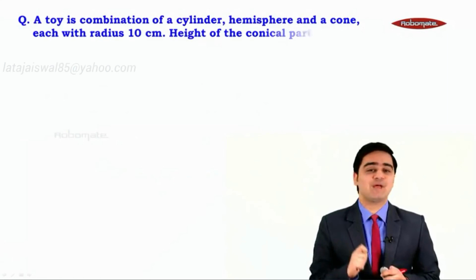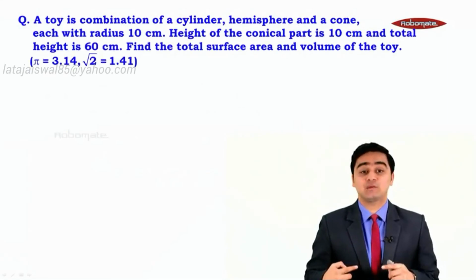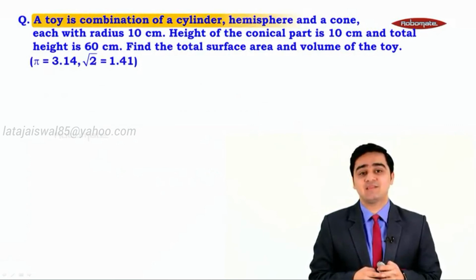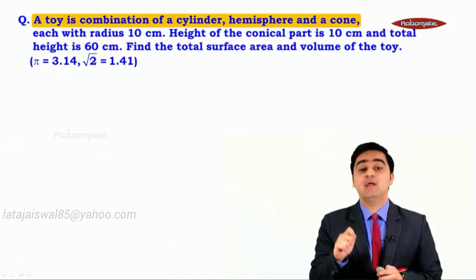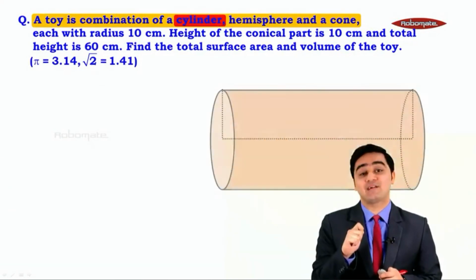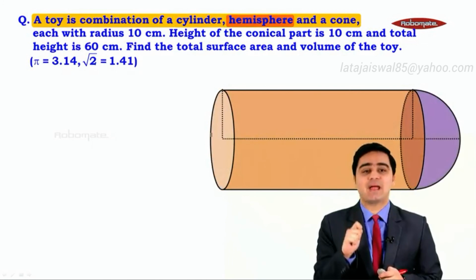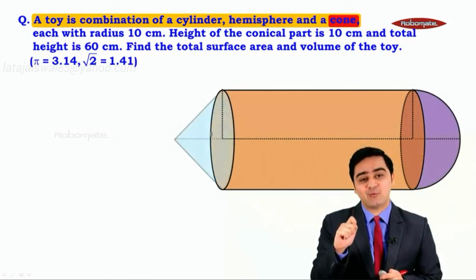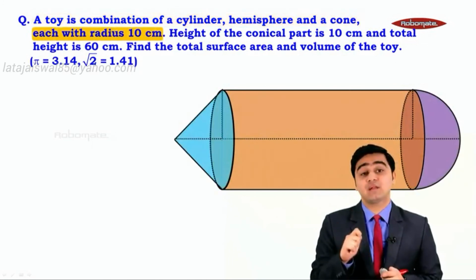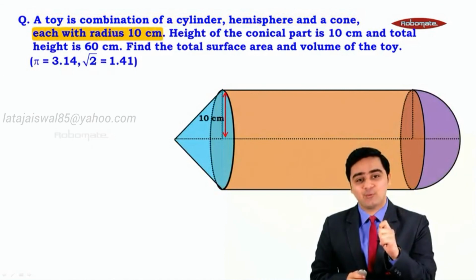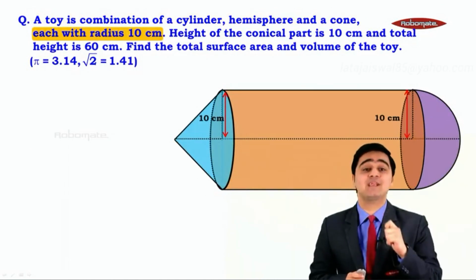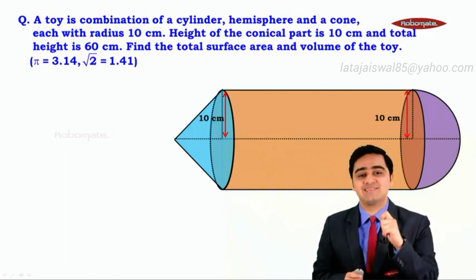Now this is the question we have in front of us. Let's understand the question with the help of the figure. It says that there is a toy. This toy is a combination of a cylinder, a hemisphere at one end of the cylinder and a cone at the other end. Further, it says that the radius of the cone, the radius of the cylinder and the radius of the hemisphere is same and it is 10 centimeter.